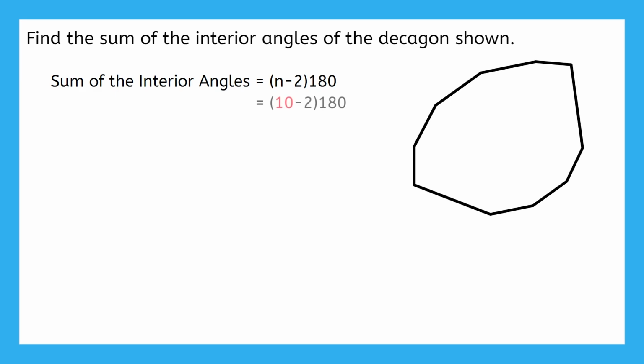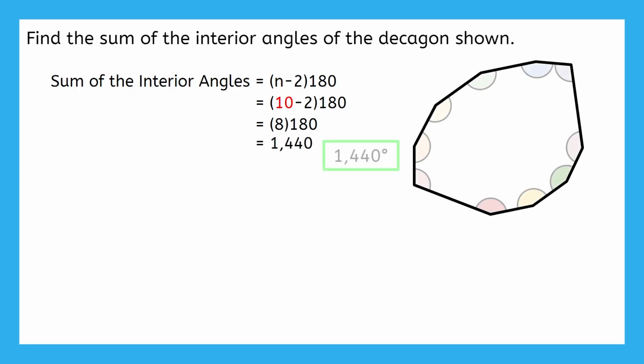We have to substitute 10 for n, since decagons have 10 sides. 10 minus 2 is 8, and multiplying that by 180 gives us 1,440 degrees for the sum of all of these interior angles. This formula can be very handy, especially for polygons with lots of sides. Could you imagine drawing triangles in on a 25-gon? You'd have 23 triangles to keep track of.